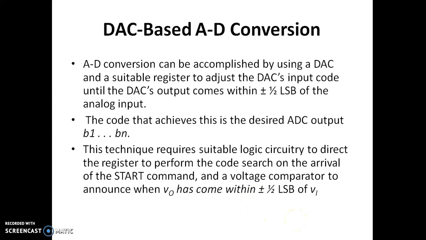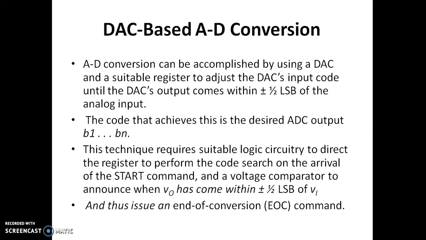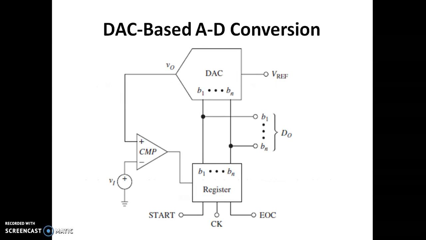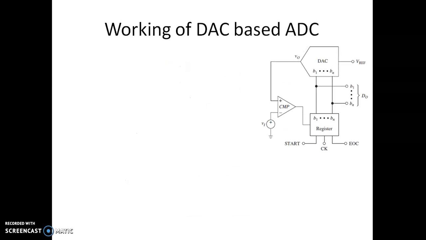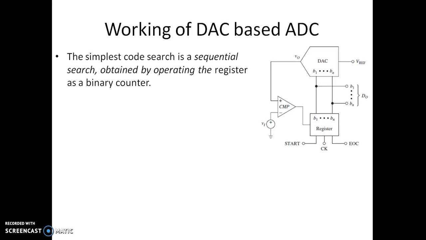We shall take up an example and try to find out how this works. After the code has been found, it will give an end of conversion command, stop the operation, and finally give the digital output. So this is the DAC based ADC conversion. Now let us see the working of this DAC based ADC. The simplest code search is a sequential search obtained by operating the register as a binary counter. So we talked about the code search.